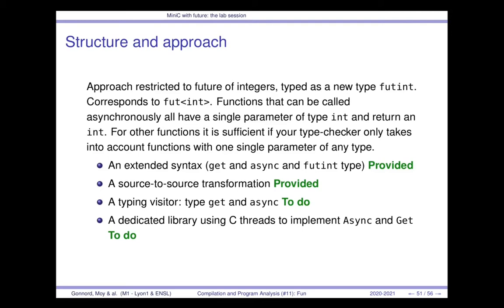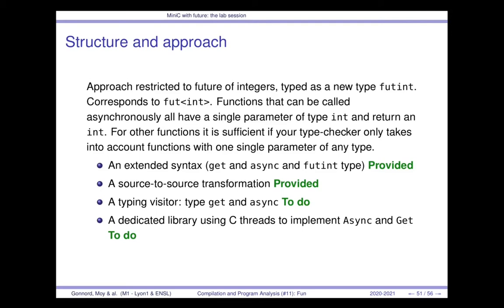The first thing we would like to do, as in the course, is to extend the syntax with two constructs: get and async. Get is for accessing a future, and async is for creating a future and triggering an asynchronous function invocation. Of course, we also need to extend the type system. Fortunately, we don't have parametric types, so we just have a future type. This is provided to you.